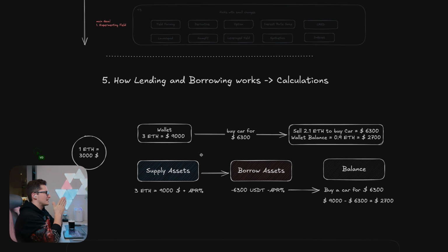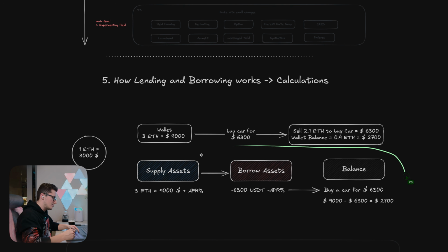I would love to show you the examples where we have ETH as collateral and borrow USDT. I would love to show you two examples: when we just have a wallet with some balance, and based on that balance we buy a car, and another example using the lending protocol. So let's start with the first one.